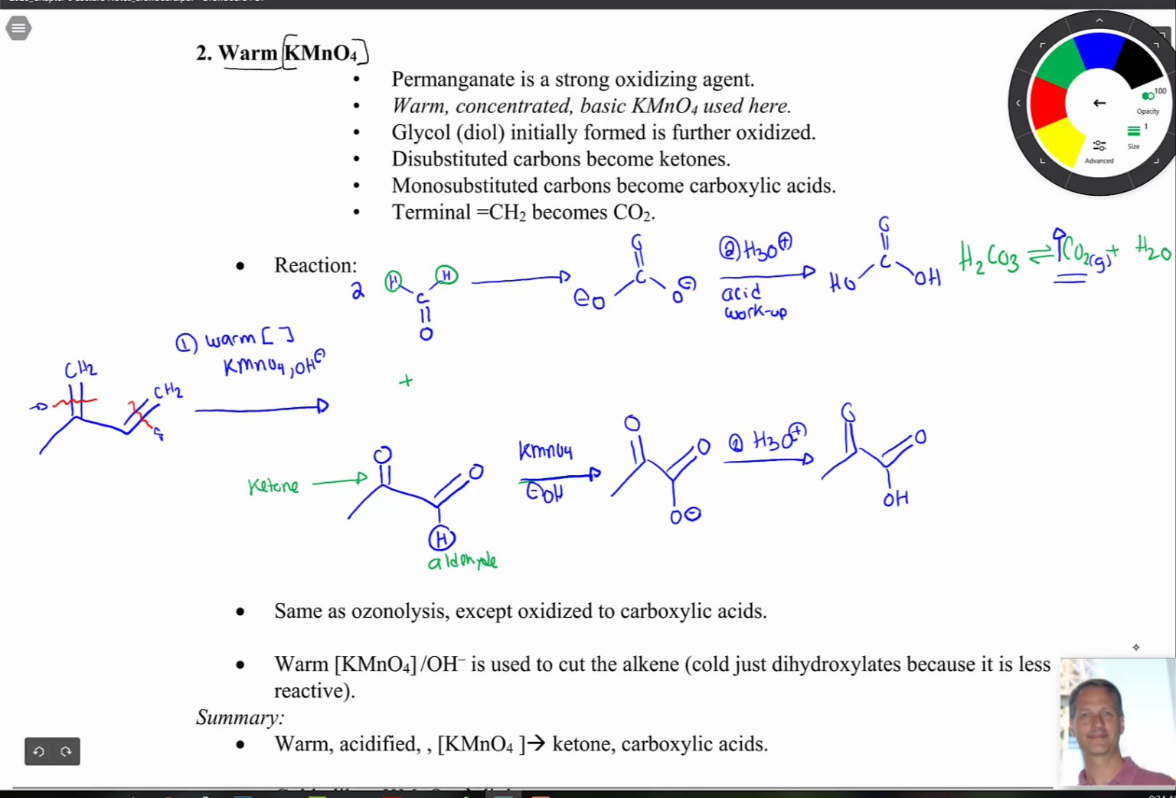So what that means is that these terminal guys down here, whenever we see terminal alkenes, that just means the alkene that's at the end of the molecule, those things are going to have the end result of becoming CO2s. So this guy and that guy become CO2 down that chain of events. And then our aldehyde here becomes a carboxylic acid. Okay, so those are the two different ways that we can do those oxidations.